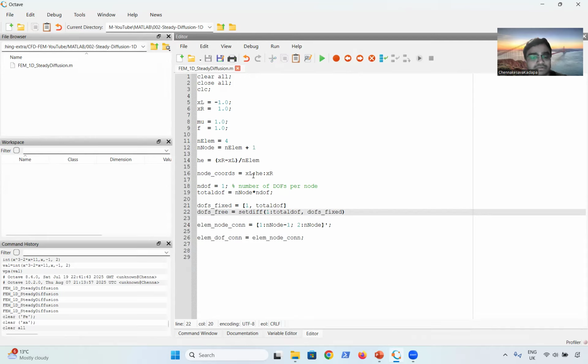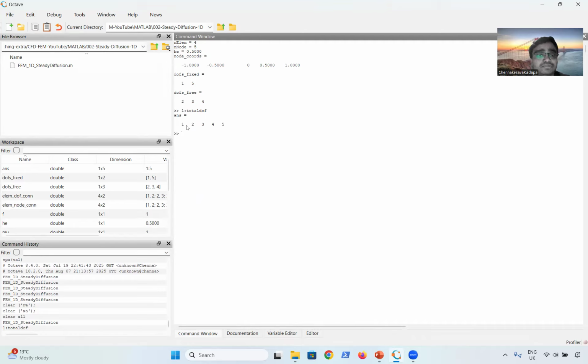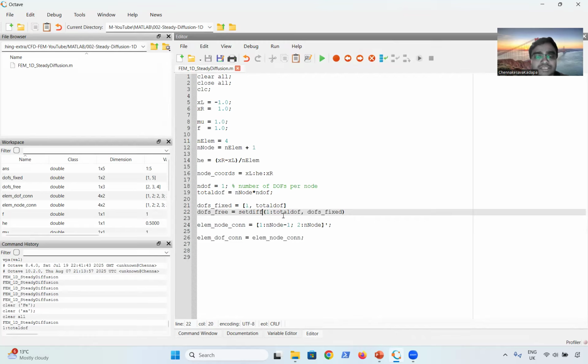We can have a look. For example, the fixed DOF are 1 and 5. If you do this, we get an array of 1, 2, 3, 4, 5. By taking the difference of this array and the fixed DOF, we get the free DOF array. I'm doing it in this fashion so we can generalize it to an arbitrary number of elements. We can change the number of elements and it will take care of the fixed DOF and free DOF arrays automatically.